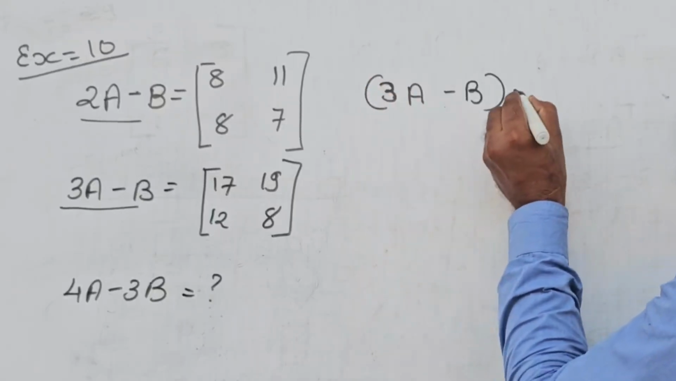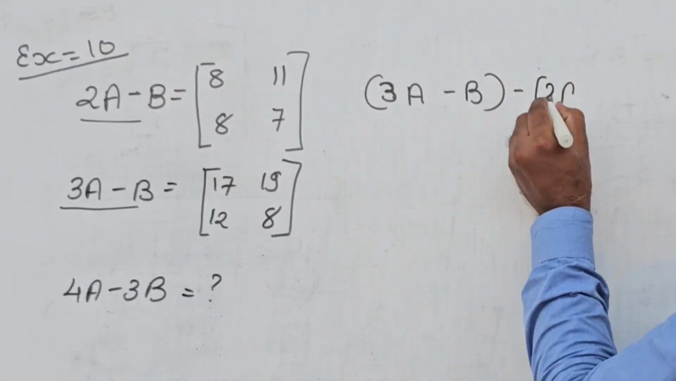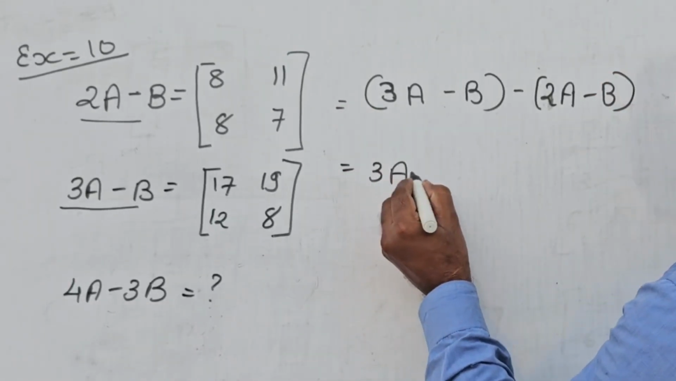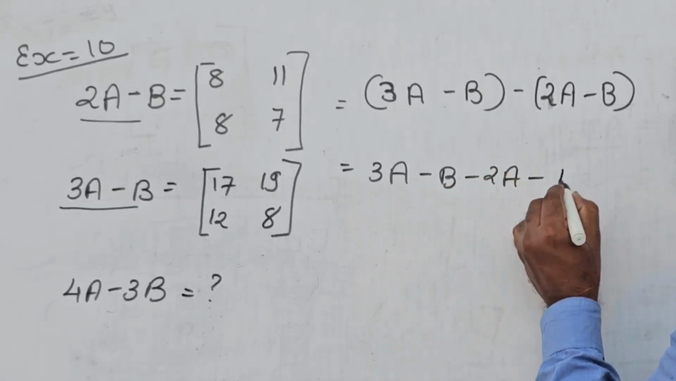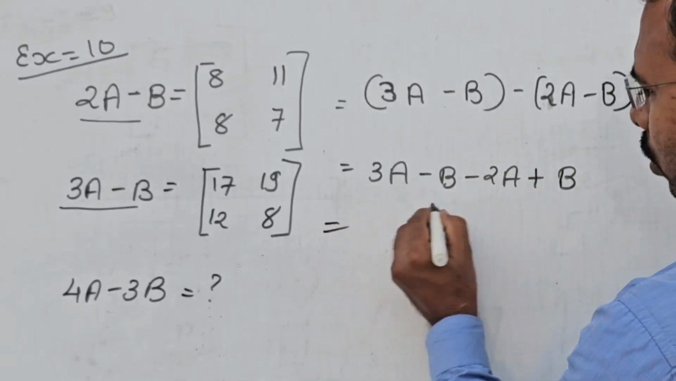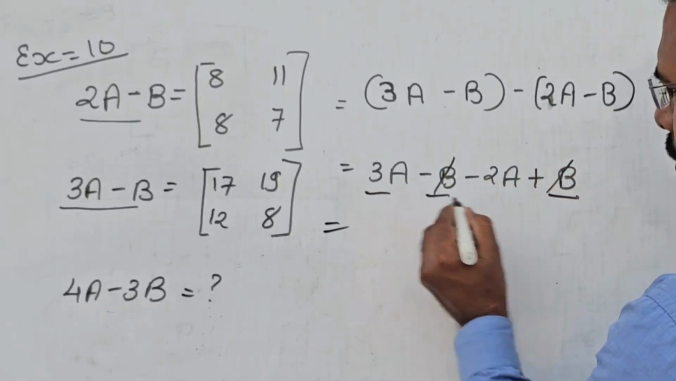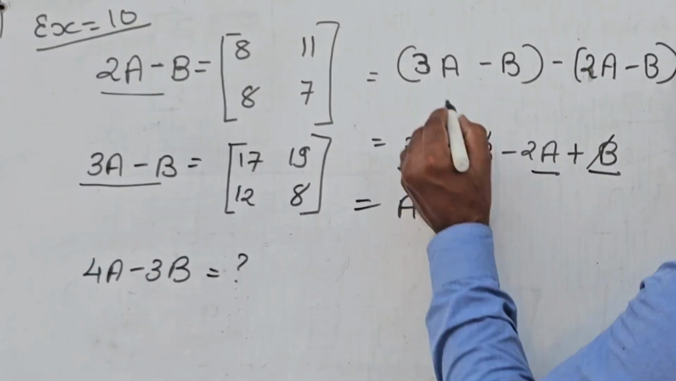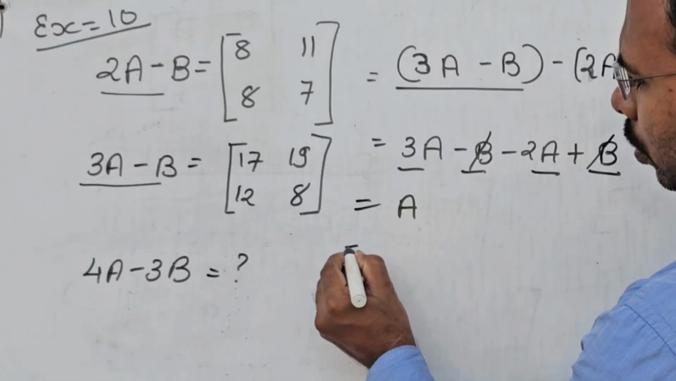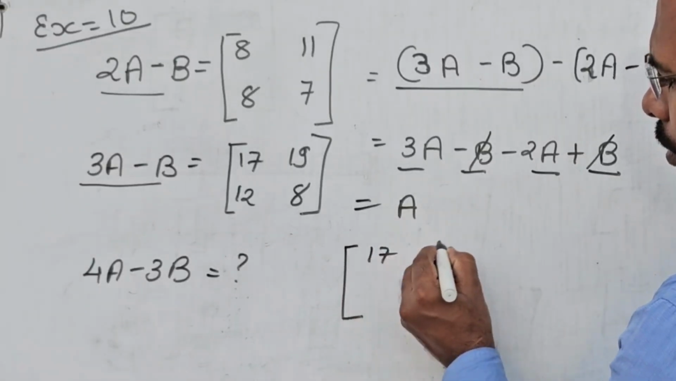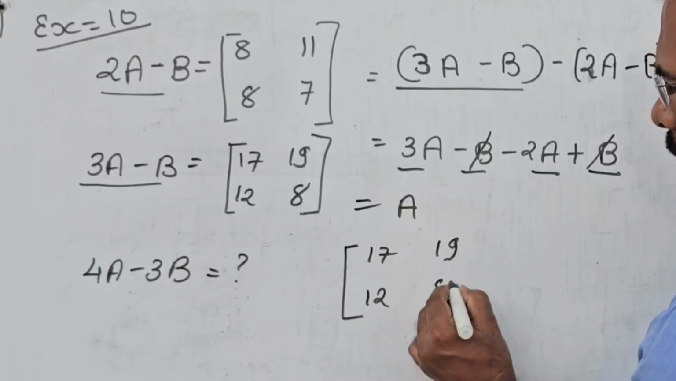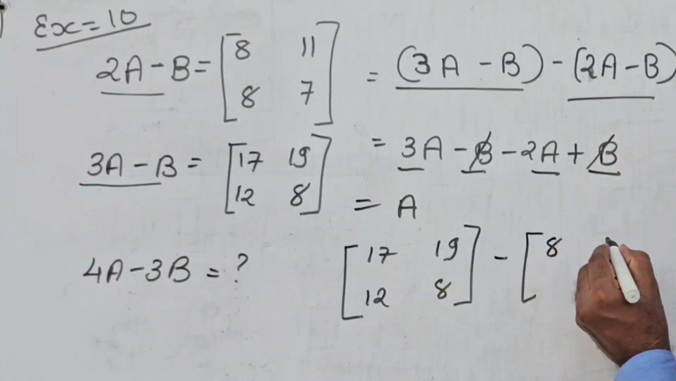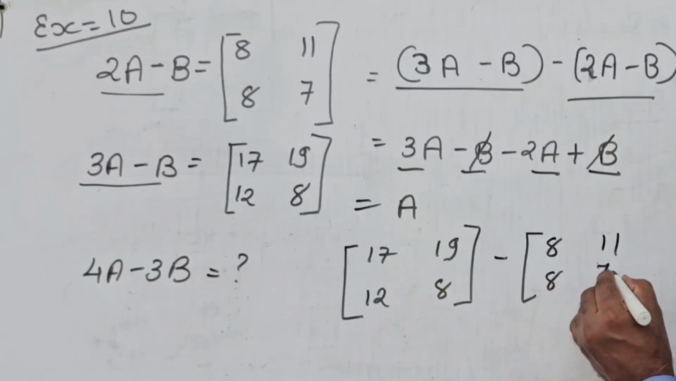So from 3A minus B, if we deduct 2A minus B, we will get the value of A. So 3A minus B minus 2A plus B. Now from this equation plus B and minus B will be deducted, and from 3A if we deduct 2A we will get the A. So here the matrix of 3A minus B is equal to [17, 19; 12, 8], while the value of 2A minus B is [8, 11; 8, 7].